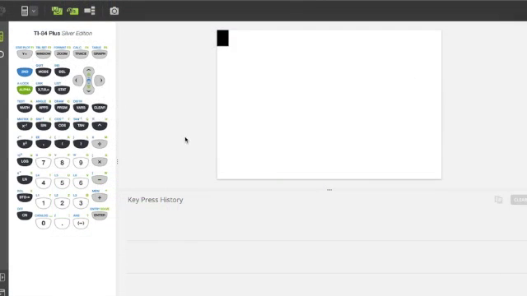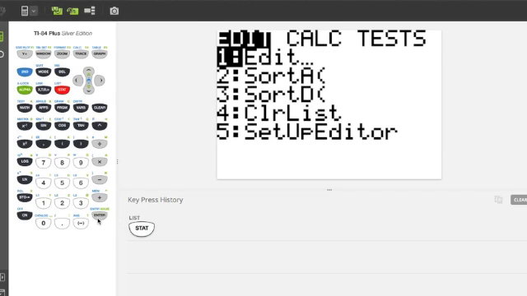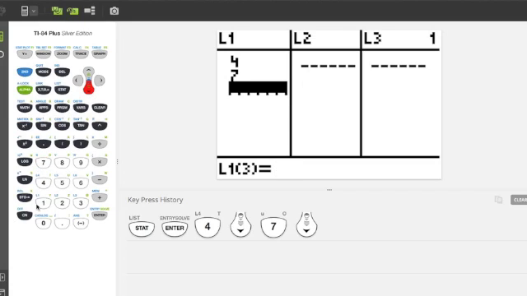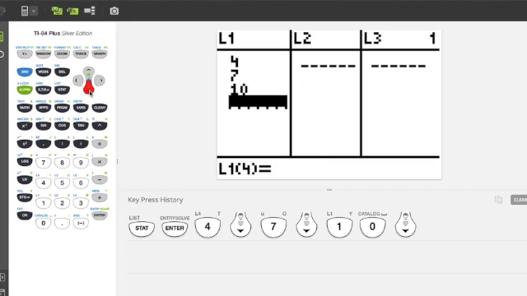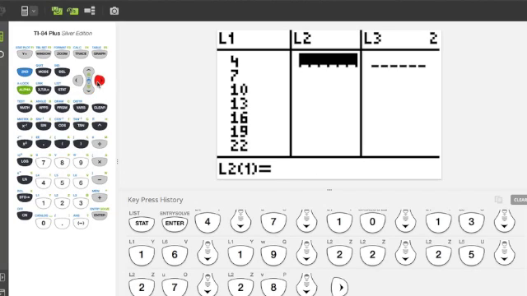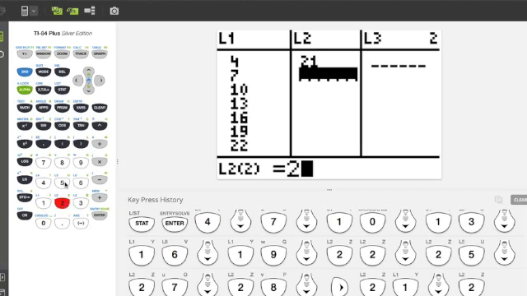To graph from a set of data, we go to Stat, and we're going to edit. So number 1, and for 1984, that will be 4 years after 1980. Go down, 7, 10, and so on, through 27 and 28. Now we'll go to the other column and fill in our numbers. These will be the numbers of executions for each year.